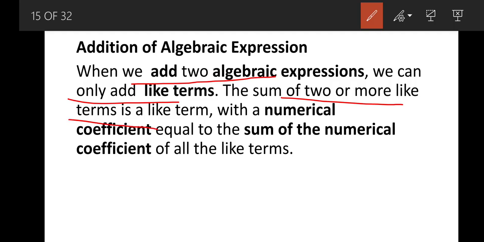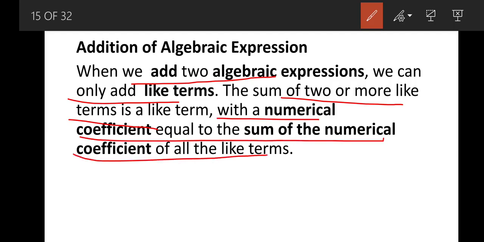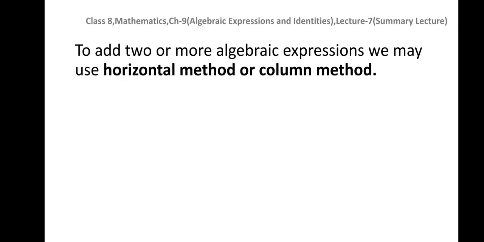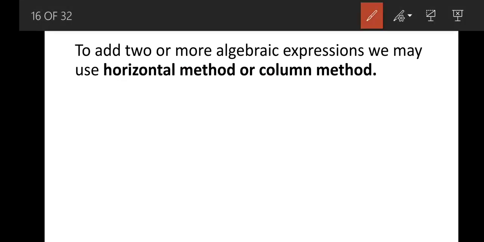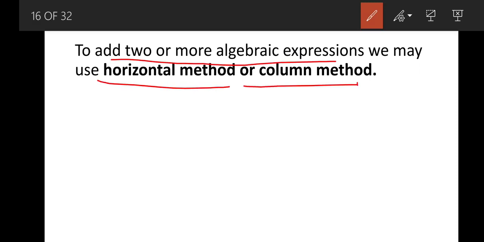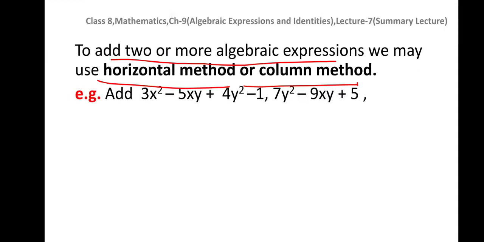Obviously, if we are adding like terms, we will be getting the sum as a like term with the numerical coefficient equal to the sum of the numerical coefficients of all the like terms. Let us understand this now. To add two or more algebraic expressions, we may use horizontal method or column method. I will be showing you horizontal method as well as column method for addition as well as for subtraction.